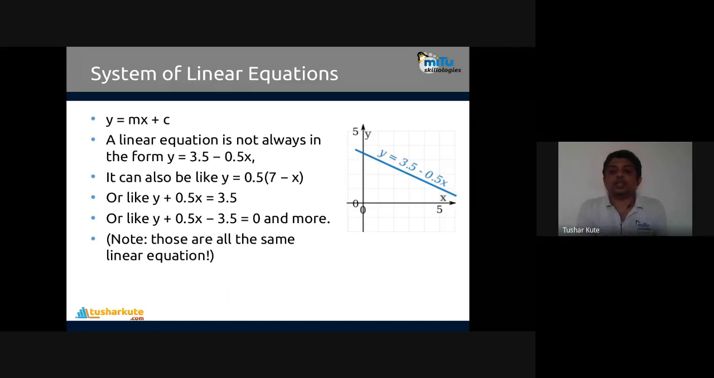We just have to make sure these elements are present inside it, and note that all these are the same linear equation which I mentioned. I just adjusted it according to the rules of mathematics. It's not always y is equal to mx plus c. If you compare the first and last equation here, someone may ask whether y plus 0.5x minus 3.5 is equal to 0 is a linear equation or not. Yes, it's a linear equation. Linear equations can be converted into multiple different formats, remember. Any of the different ways shown over here are called linear equations.